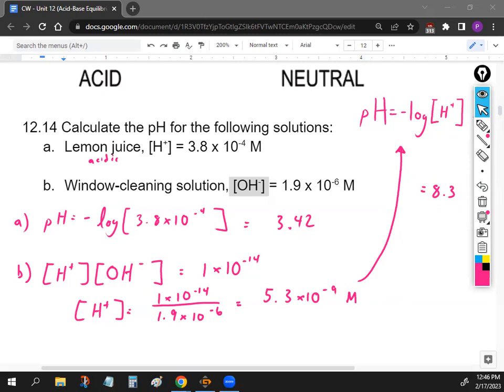All right, any questions? Not too bad. Okay. Yeah, so if you ever get OH, then you can just use this equation right here to solve for H plus. But there's actually an easier way to do it, which we're gonna go over in a second. Okay. But this makes sense so far?